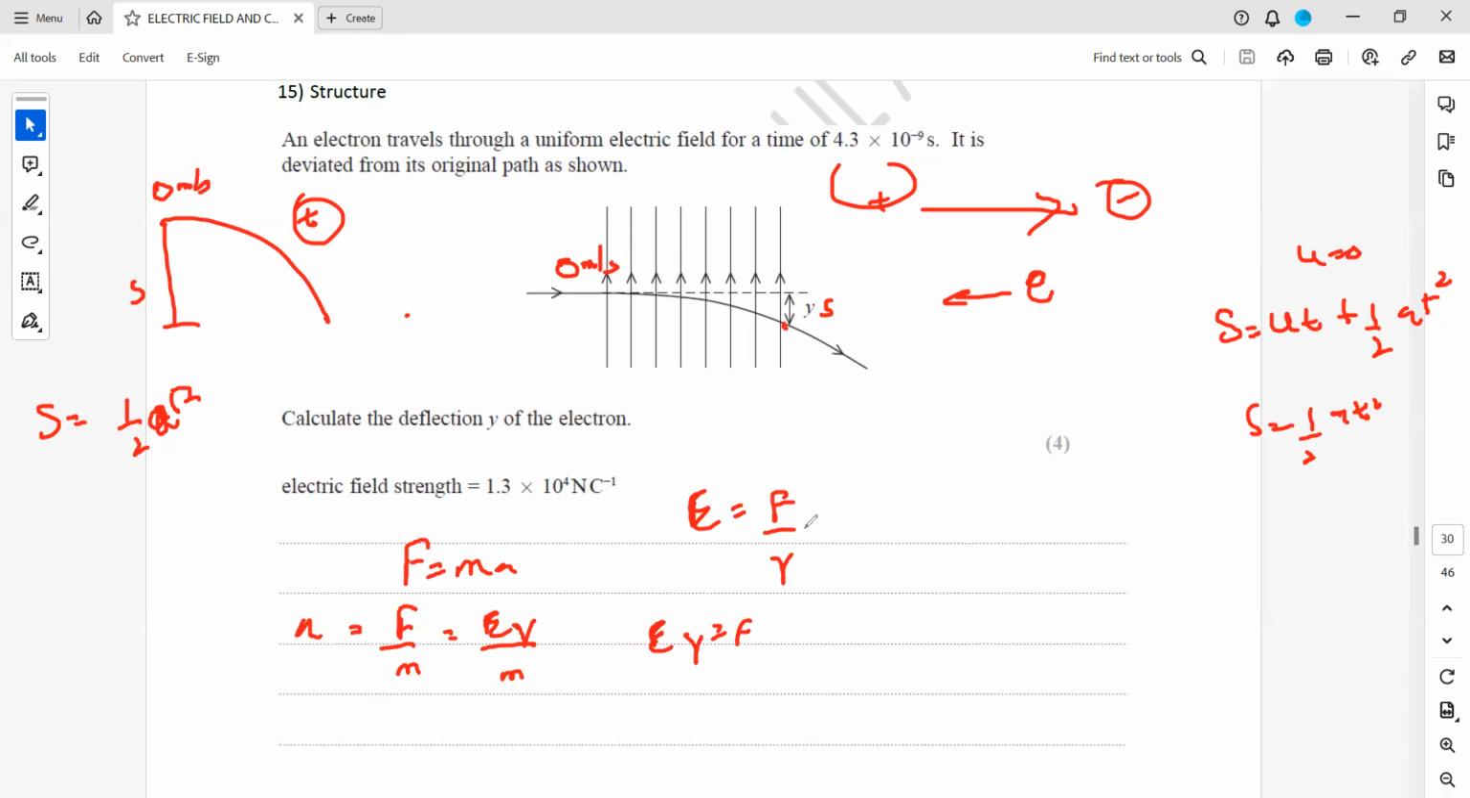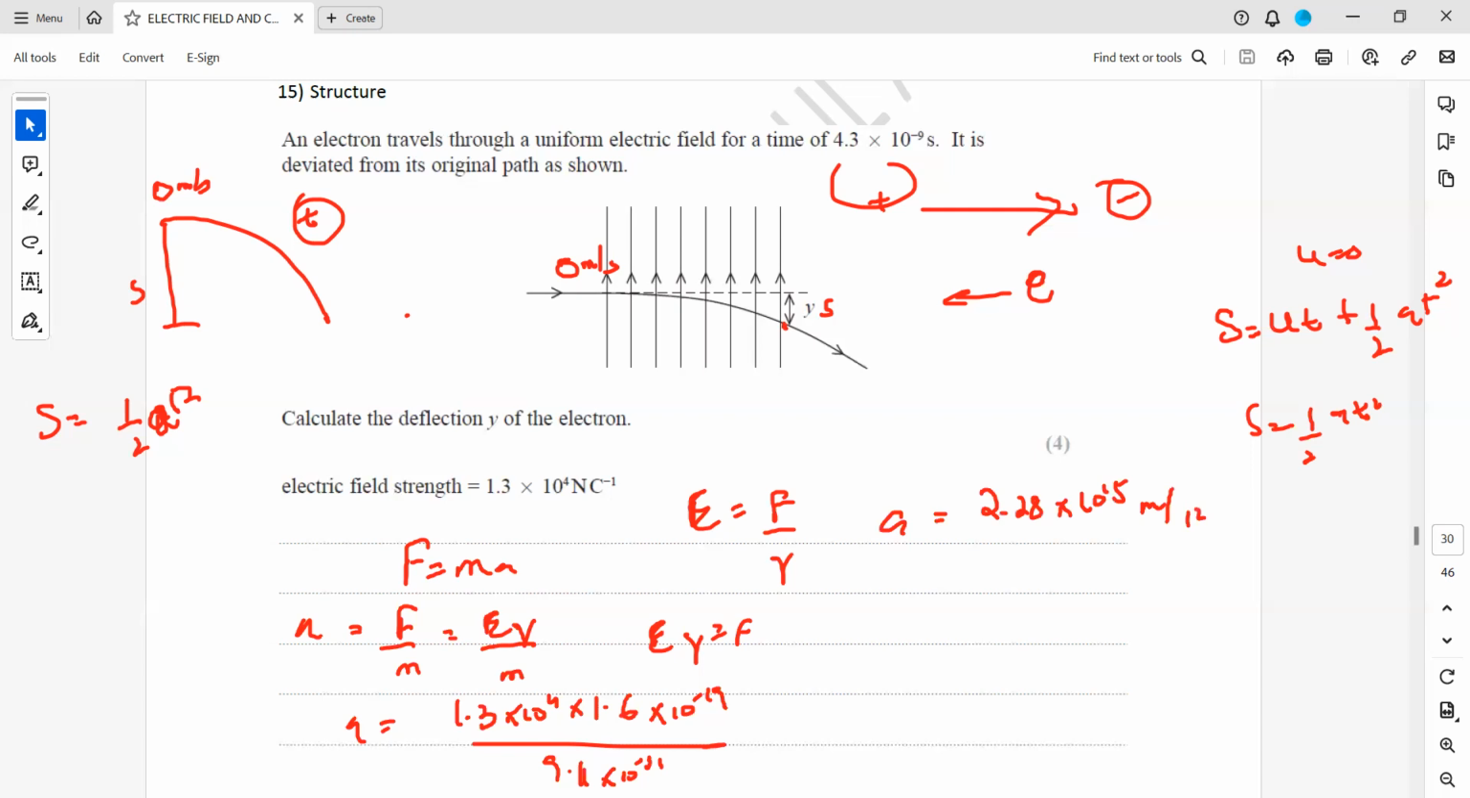What is E? E is the strength of electric field, that is 1.3 into 10 to the power 4. Charge of electron is 1.6 into 10 to the power minus 19 coulomb, and the mass is 9.11 into 10 to the power minus 31 kg. This will give us the acceleration of this electron, and the acceleration is only in the vertical plane. In the horizontal plane, there is no acceleration. So acceleration is 2.28 into 10 to the power 15 meter per second square.